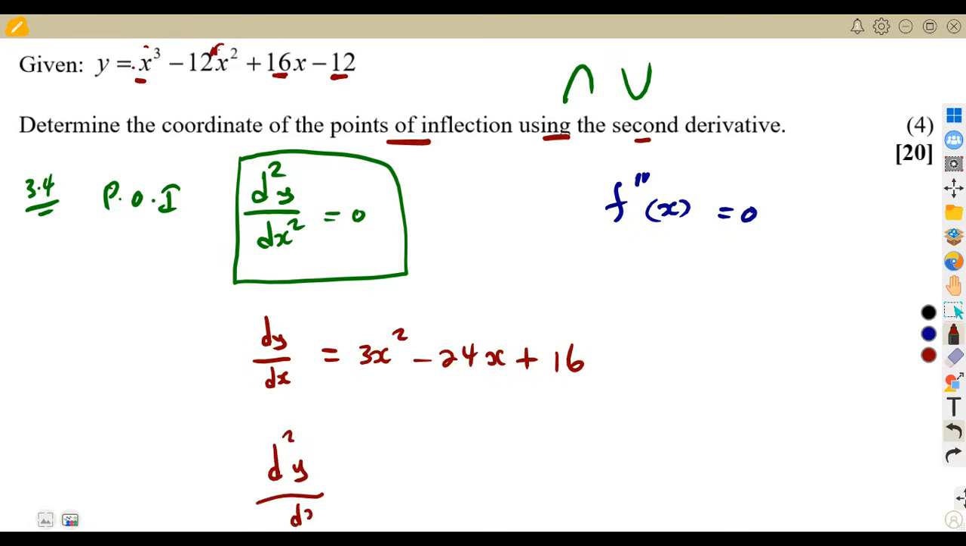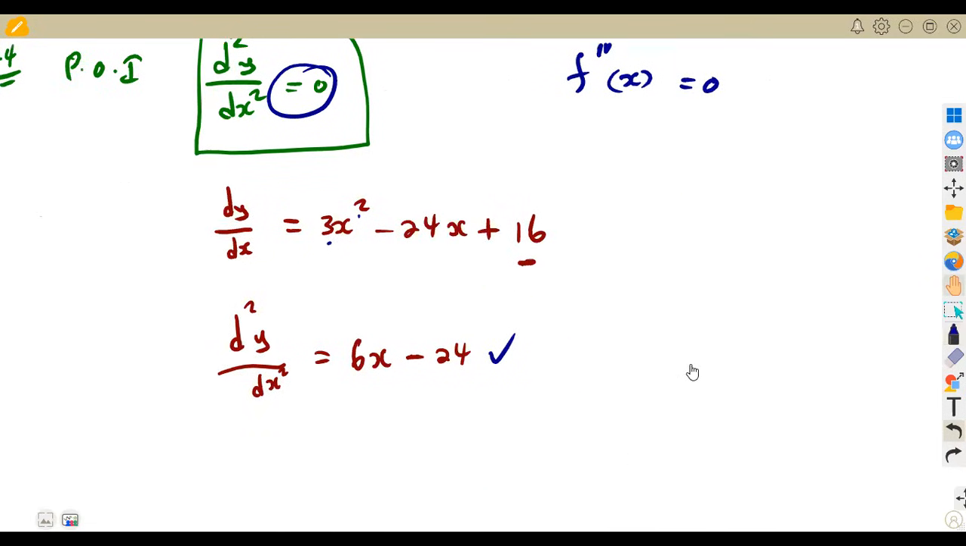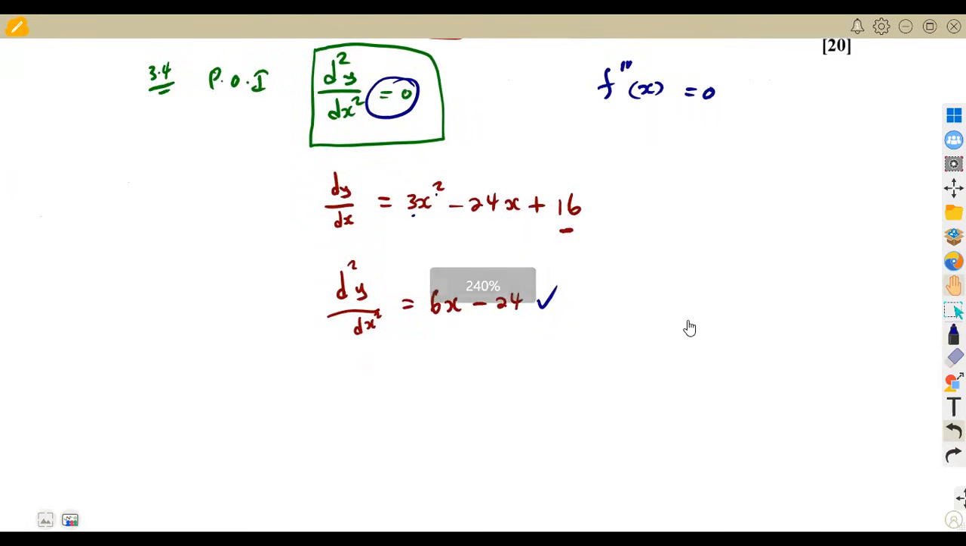So we are going to find the second derivative again: 2 by 3, which is going to be 6. So it's going to be 6x minus 24. In this case, 16 is now a constant, so the derivative is 0. So we have the second derivative, and we are saying the second derivative must be equal to 0. It's an equation that you are going to formulate from there. The second derivative, which is 6x minus 24, must be equal to 0.